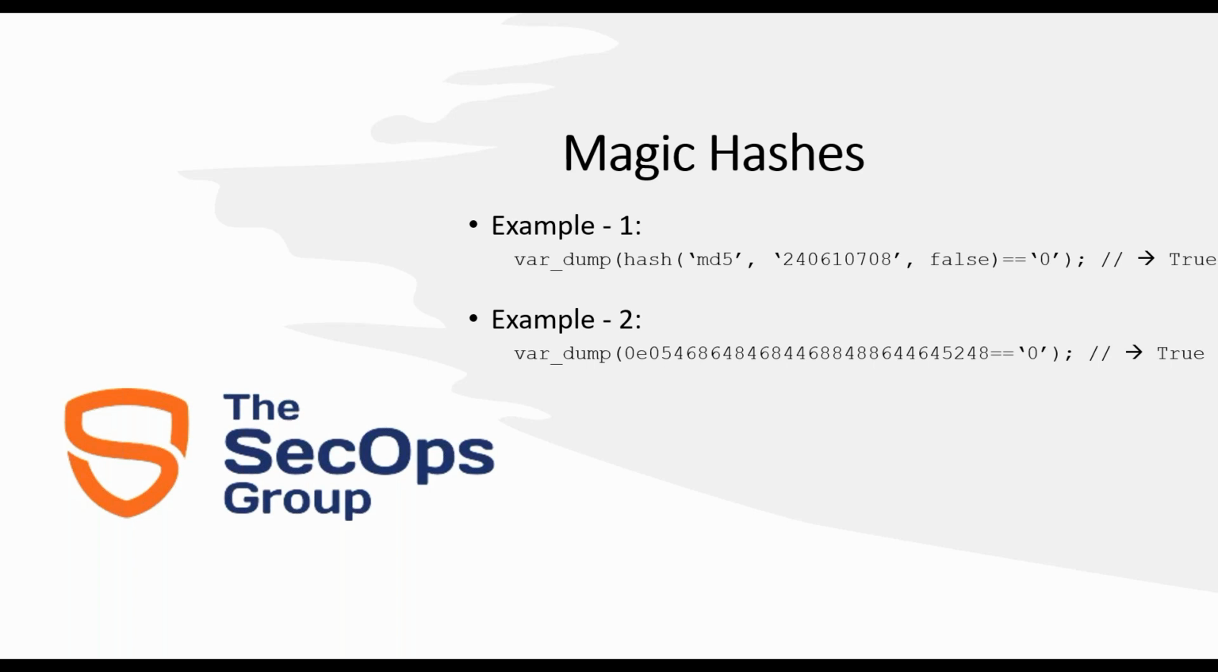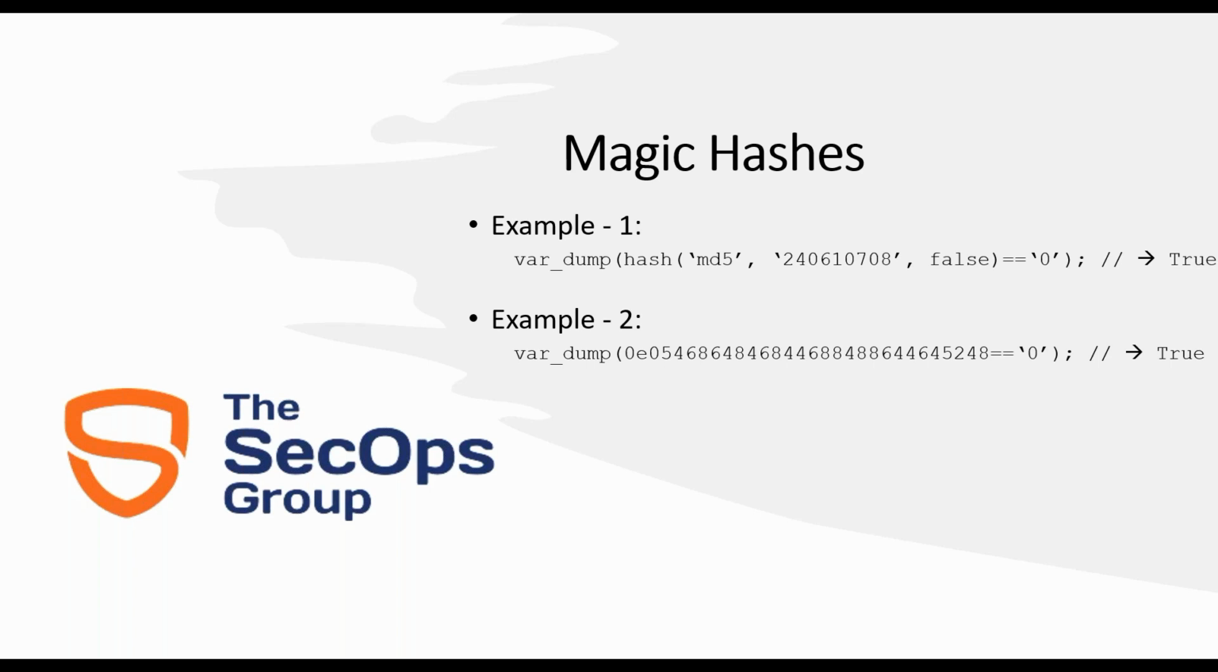Now in example one, you can see that the developer is creating an MD5 hash of some value and then comparing it with 0, which is resulting in true. The reason behind this is that the MD5 of this value will start with 0 followed by numbers only, as you can see in the second example. So the PHP engine will consider it as 0, then compare it, yielding true. I mean, we are getting true, but this result is not right.